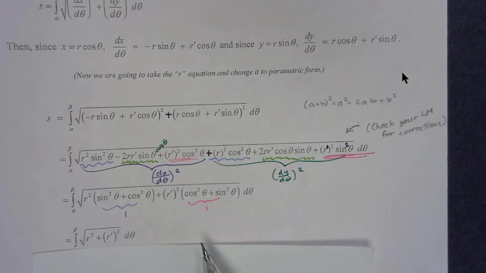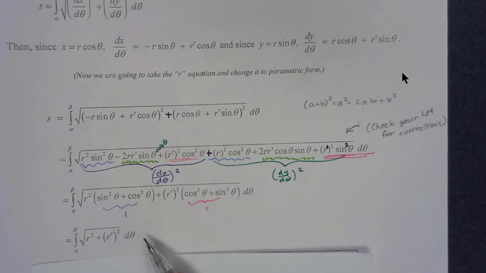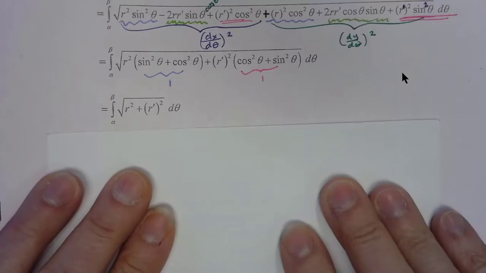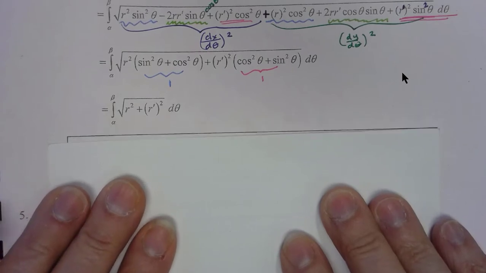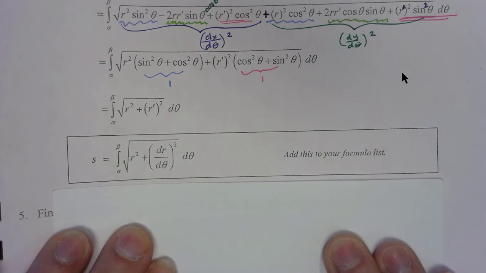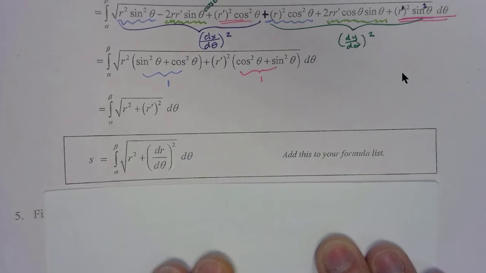So now I'm looking at the integral from alpha to beta of the square root of r squared plus r prime squared d theta. What do we know about r prime squared? It is dr d theta squared. So you're going to add this to your list of formulas you have to know. There you go. That is your length of an arc in polar form. Yes, you need to know it.